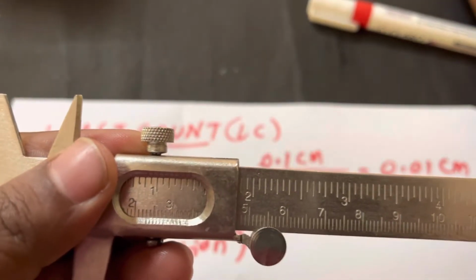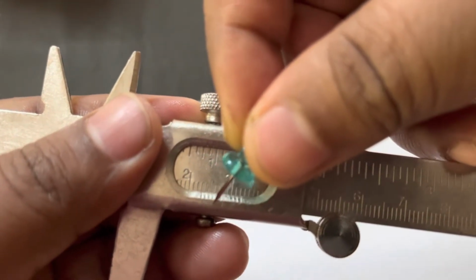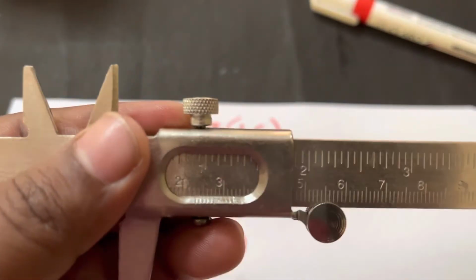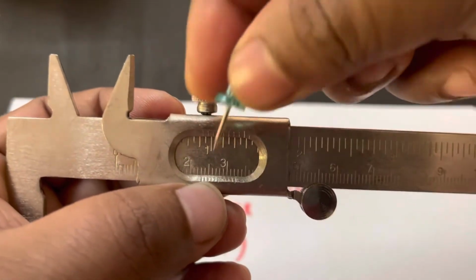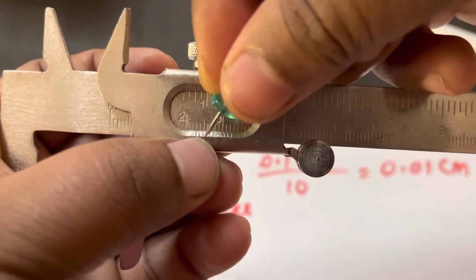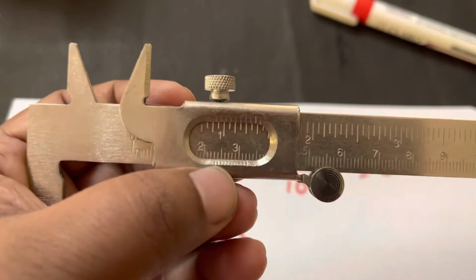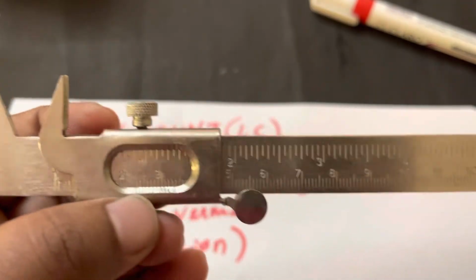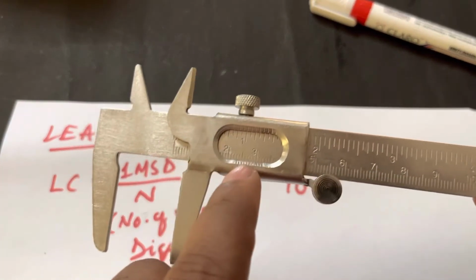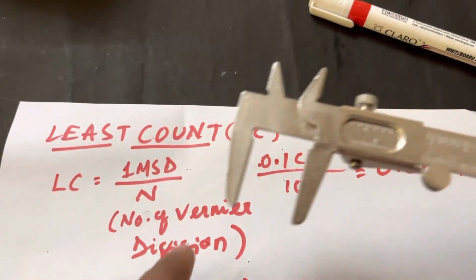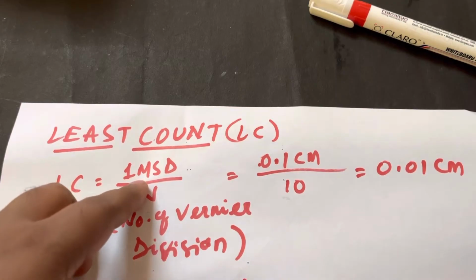if you count this properly, 1, 2, so it is 10 for my scale. You can count on your scale, 1, 2, 3, like that, 4, like that. This is how you will count the Vernier divisions. So if it is 10, then 1 MSD divided by n, where n is the number of Vernier divisions. I have 10 divisions, and 1 MSD is one main scale division.